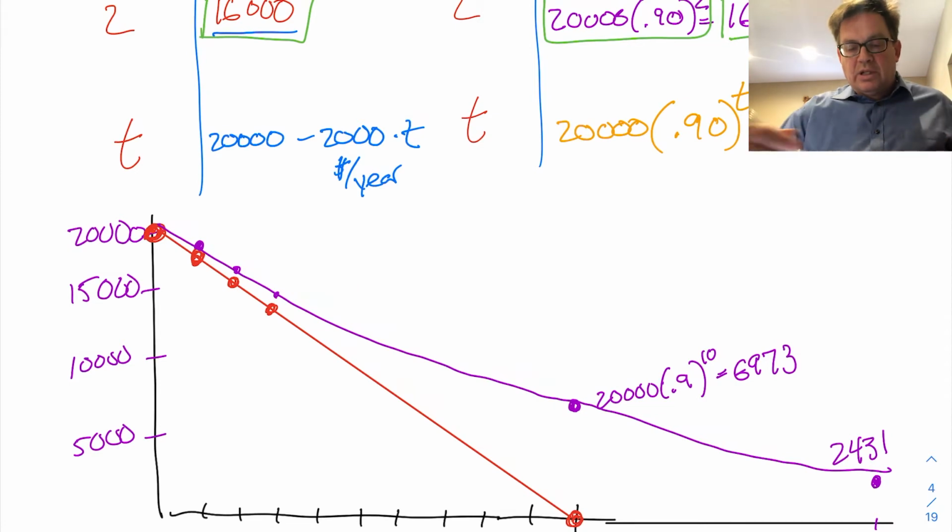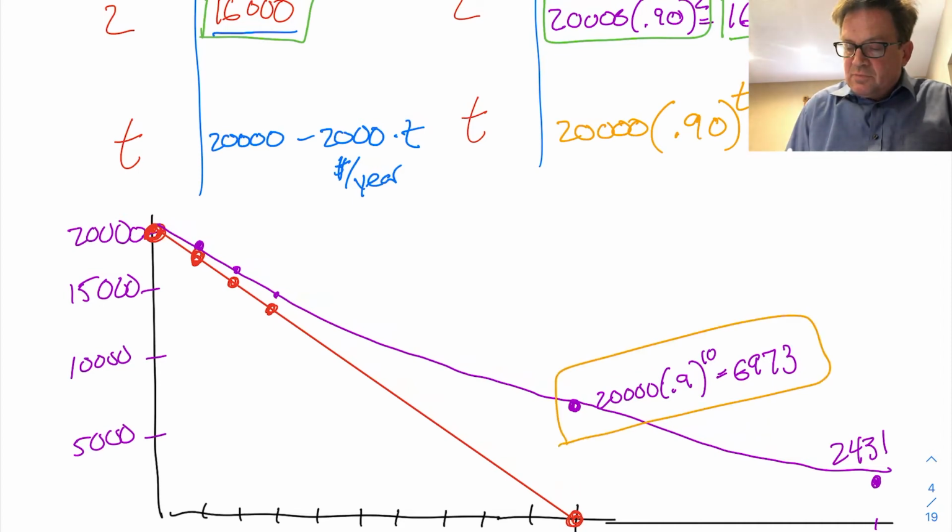Well, the linear one is the red straight line. And if the car was worth $20,000 and it decreases by $2,000 every year, after 10 years, it's going to have value 0, right? That's what the red line does. The purple curve, though, is the decaying exponential function. It starts at 20,000 and it decreases by 10% each year. And so after 10 years, it's going to be down here.